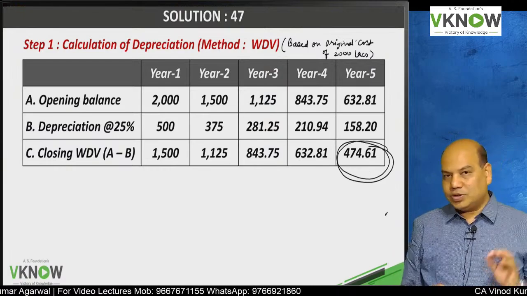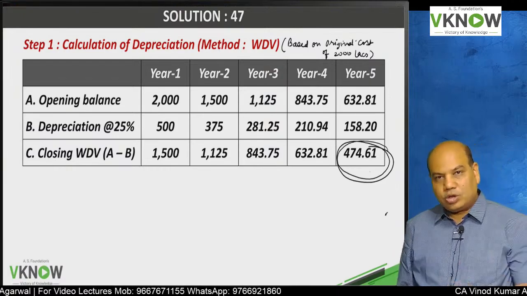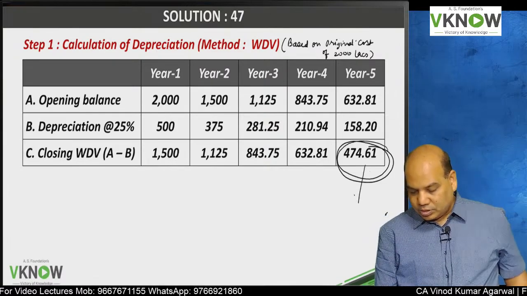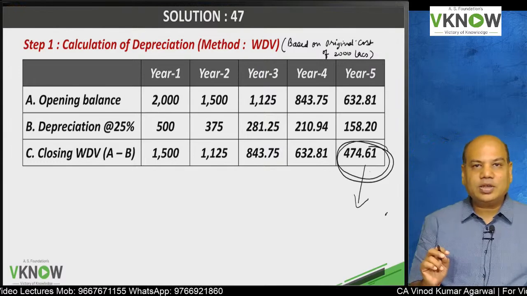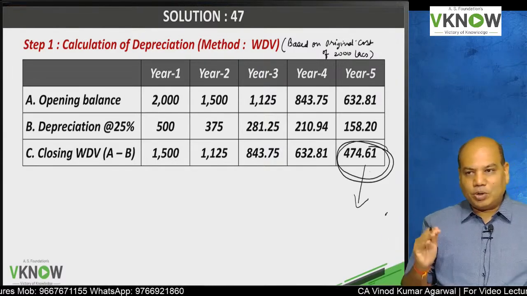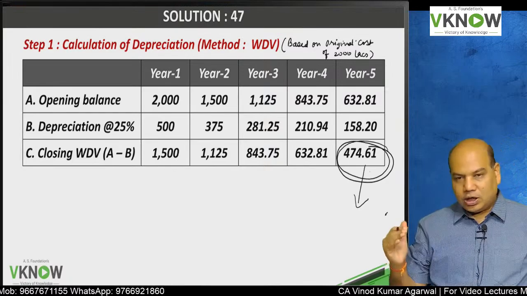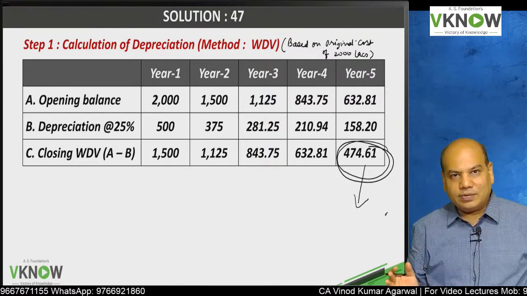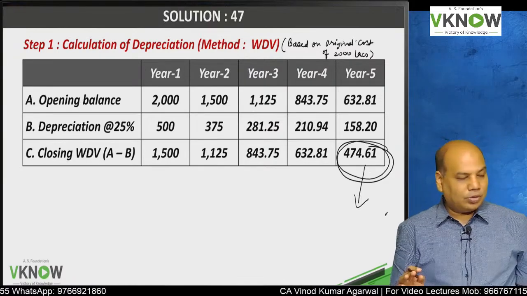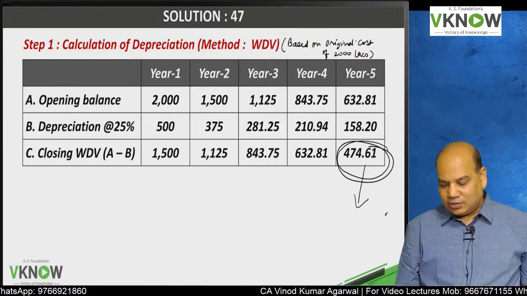Okay, so if sale value and book value are same, no capital gain will arise on sale. No capital gain will arise on sale because sale value and book value after 5 years are equal. Sale value and block of asset value are equal. Capital gain will not arise.